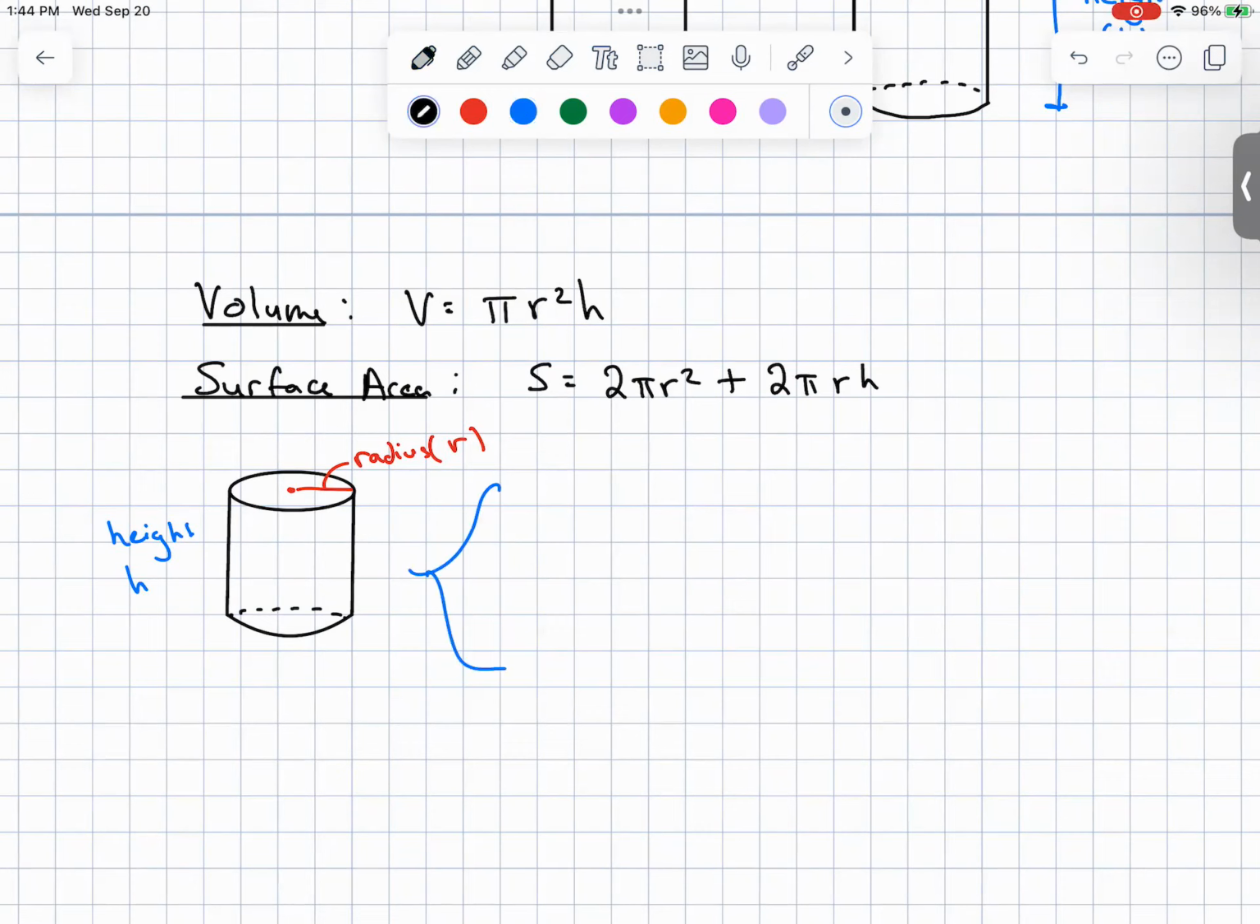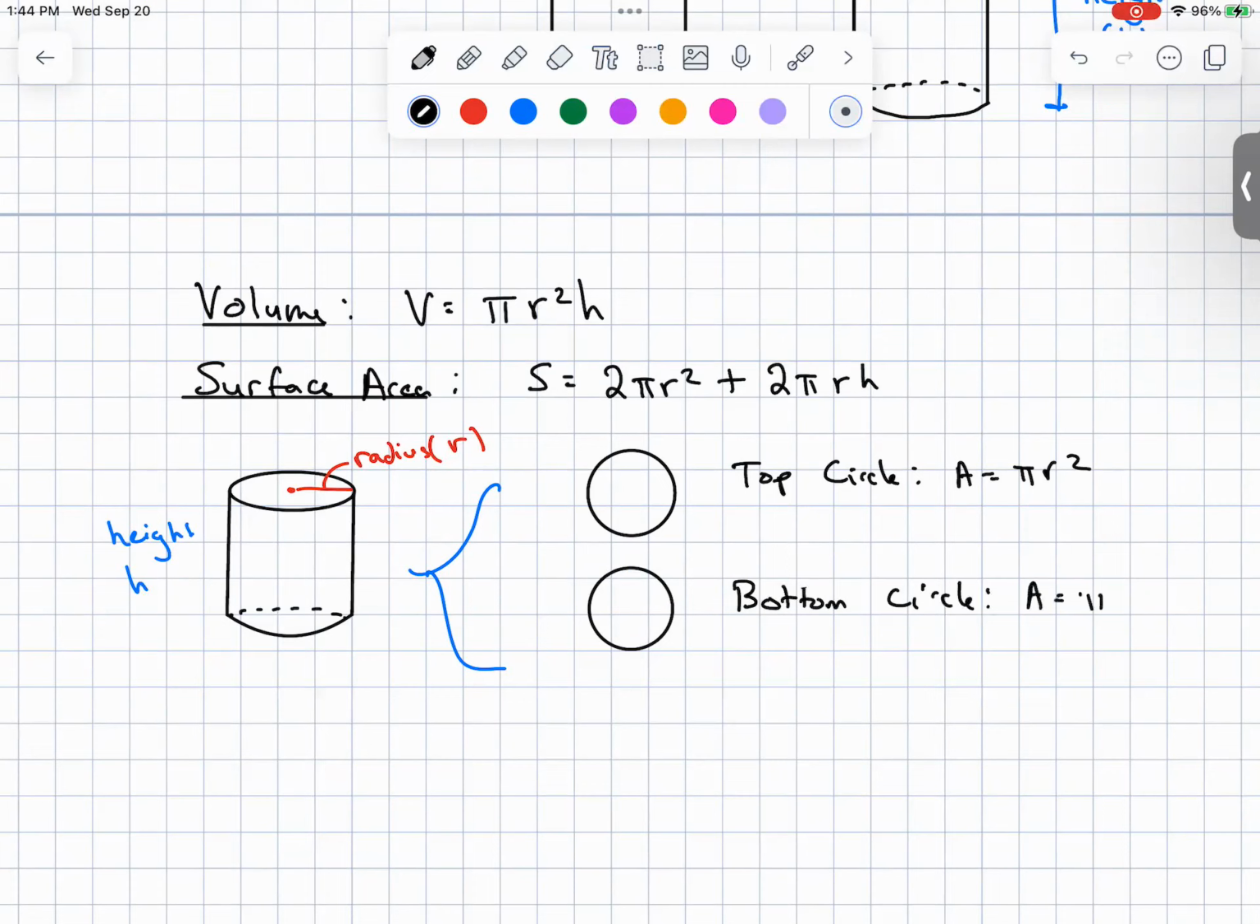I'd break it up into a top circle whose area is pi R squared, and then a bottom circle whose area is also pi R squared. And that's where that 2 pi R squared is coming from. One circle up top, second circle down bottom, so a total of 2 pi R squared from the top to the bottom.